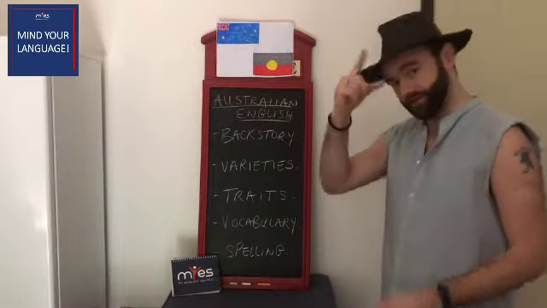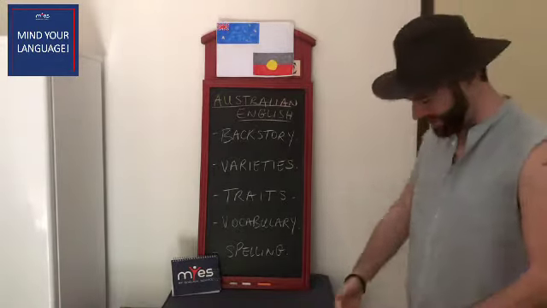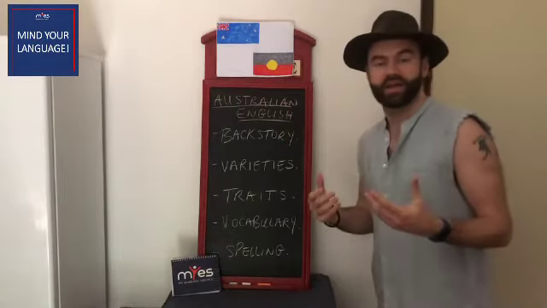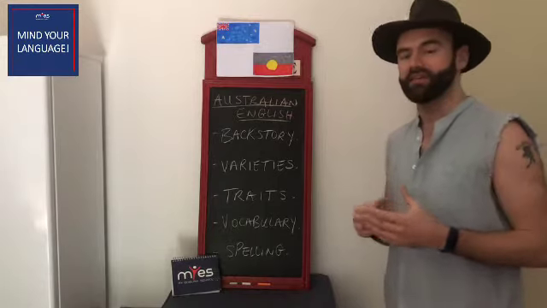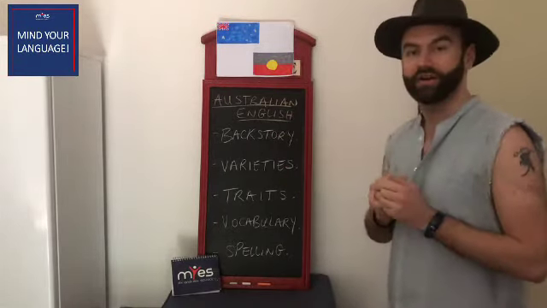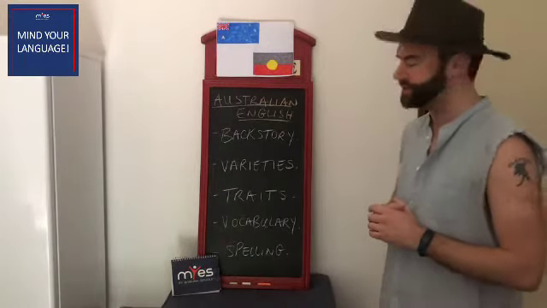All right, guys, I hope you like my authentic rancher hat and my bogan shirt with my tattoos on display. Let's start with Australian English. And like I say, every time we talk about anything in English, sometimes to get to the heart of a story, you have to go back to the beginning. And that's what we're going to do with Australian English.